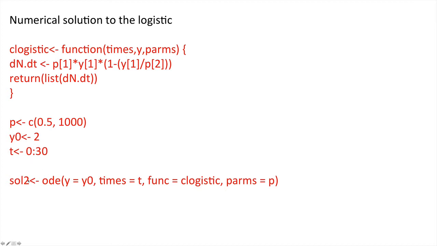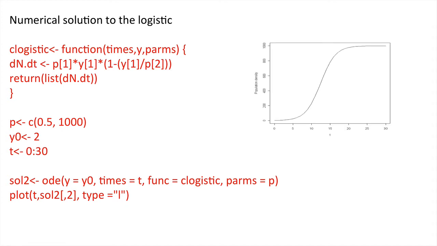Here's the ODE that we're calling sol2. y is equal to the start condition 2. The times for integration are between 0 and 30. The function that you're passing is the continuous time logistic, and the parms are given here. Now we can plot time against the second column of sol2, which is the population sizes integrated up to that time period, and I'm using type l to give a nice continuous line, and this is what we get.